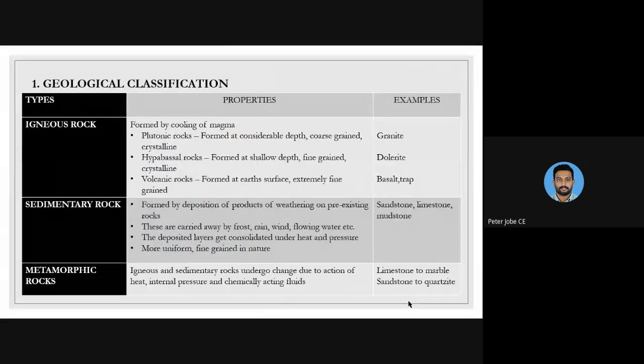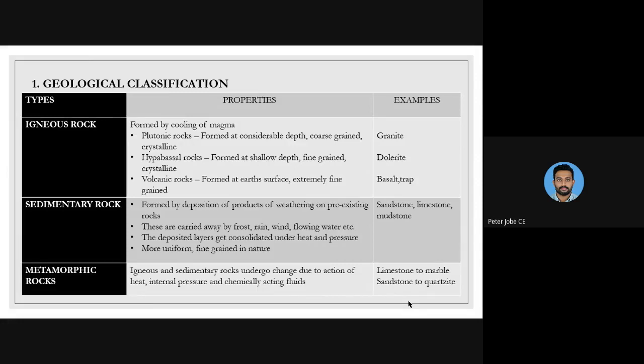As per geological classification, rocks are divided into three types: igneous, sedimentary, and metamorphic rocks. Igneous rocks are formed as a result of cooling of magma after a volcanic eruption happens, and there are some examples given for it. And it's further divided into three subdivisions: plutonic rocks, hypabyssal, and volcanic rocks, based on the depth at which you can find the igneous rocks.